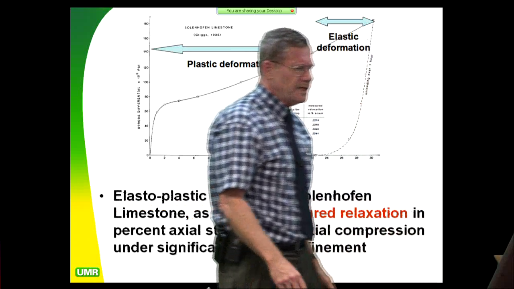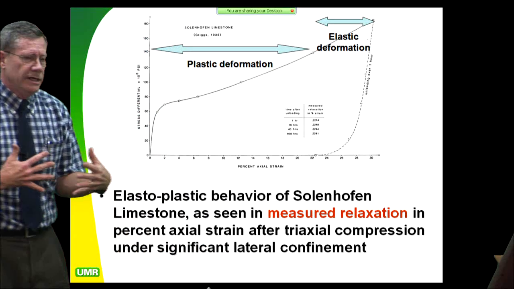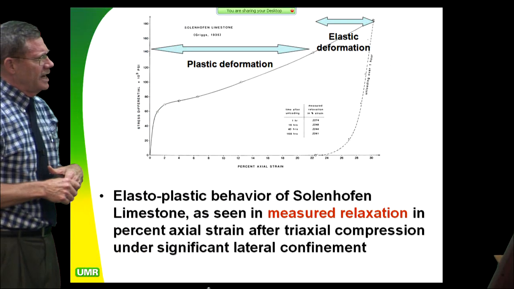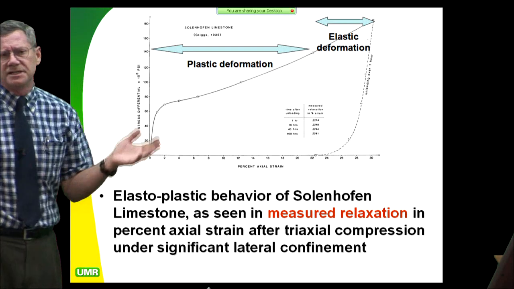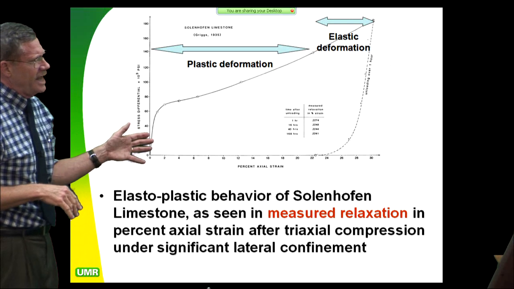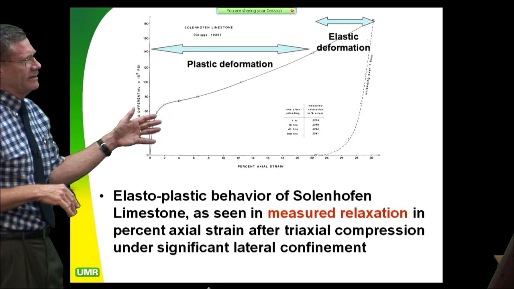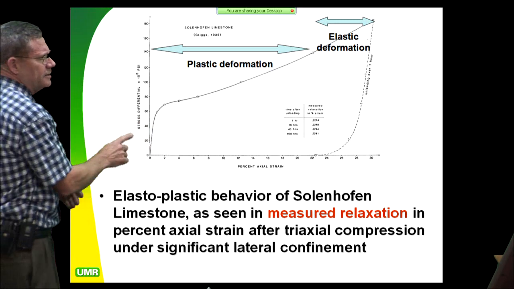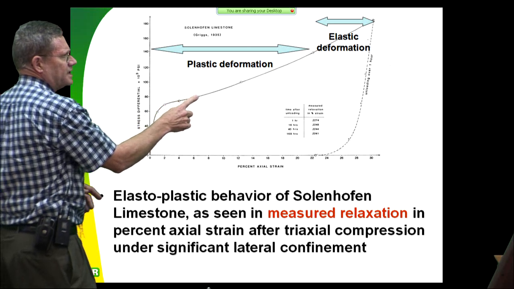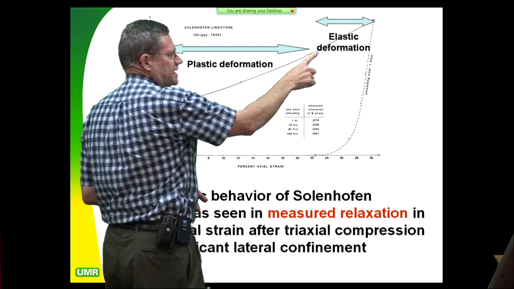All right. Here's Solenhofen limestone. This is another one that comes out of the Ruhr area, which is a standard rock that's used all over Europe in rock mechanics research. Solenhofen has a lot of coal beds in it. And so we're looking at the elastoplastic behavior of this Solenhofen limestone and looking at the measured relaxation. So here we're going to load this thing up, and then we're going to look at the plastic deformation. And how much of this is plastic and how much is elastic?